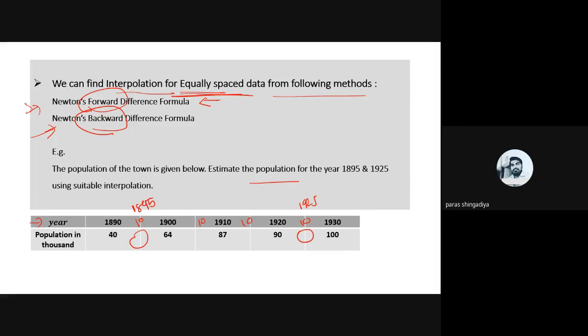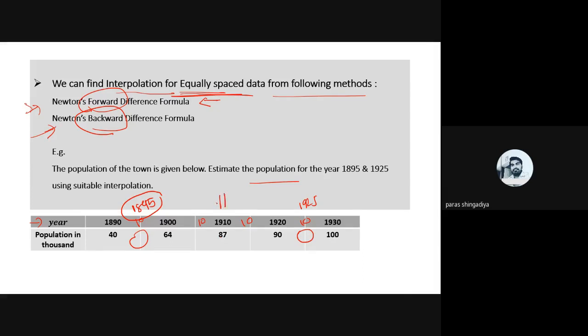So if this unknown value, the unknown value meaning the 1895 value, is nearer to the starting of your tabulated data, then for this case we will use the Newton forward difference formula. Again I repeat, if this value is nearer to the starting of your tabulated data, then for this case we can use the Newton forward interpolation formula to find a suitable approximate answer. Now how can we check it is nearer to the starting of our tabulated data? So just check this data.